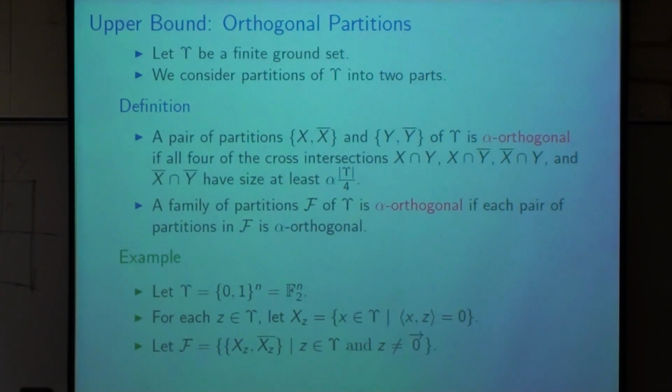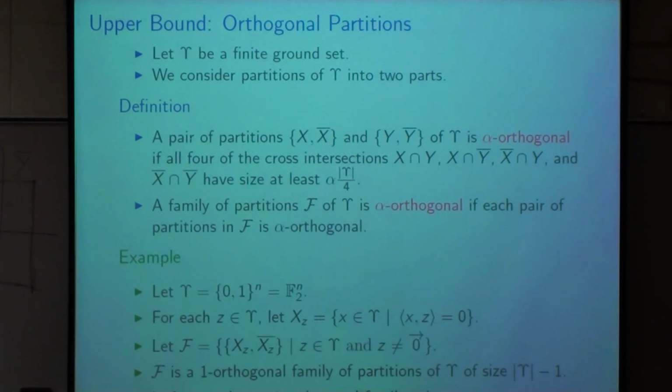If z is the zero vector, x sub 0, well, everything is orthogonal to the zero vector, so it's not interesting. If you look at this family here, it's not so hard to show that this is going to be a 1 orthogonal family. And how many partitions do I have? Well, I have 1 for each non-zero vector, so that would be the size of the ground set minus 1. And it's a nice little exercise to show that you can't find a larger 1 orthogonal family. But we'll want large alpha orthogonal families. This isn't going to be large enough for us.